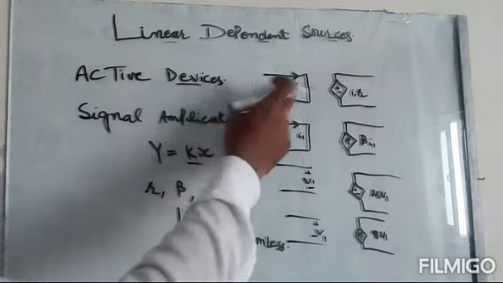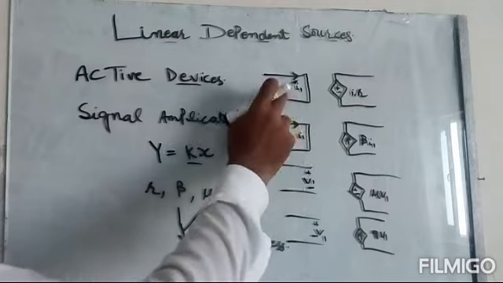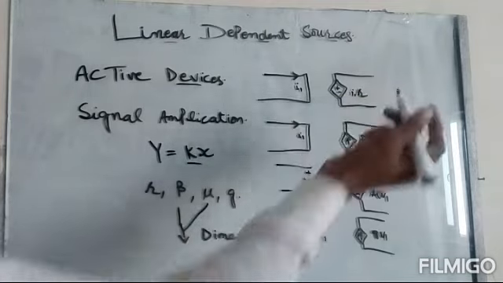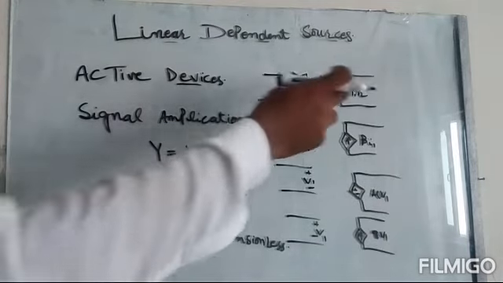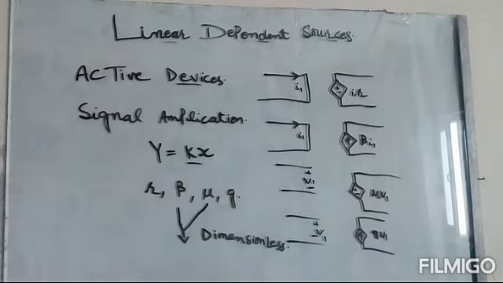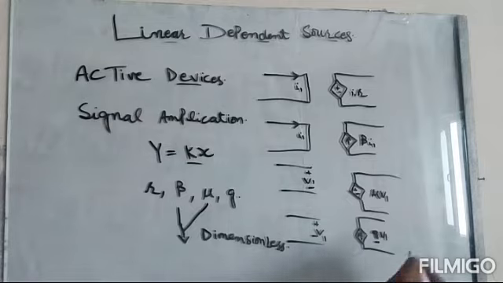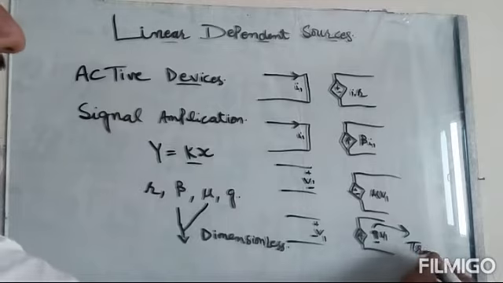Similarly, in a voltage controlled voltage source, mu will be a dimensionless scalar value. But in a current controlled voltage source, the gain is R, which is resistance. We will call this resistance the transresistance and its unit will be ohm. And similarly, in a voltage controlled current device, G is called the transconductance.